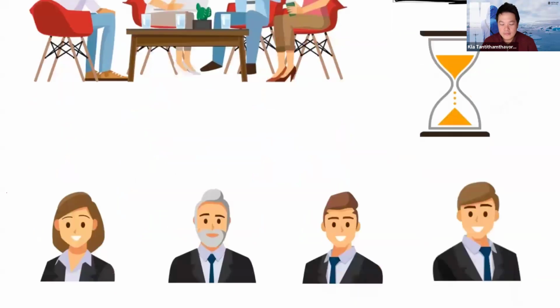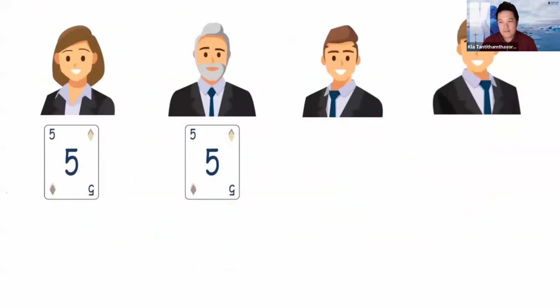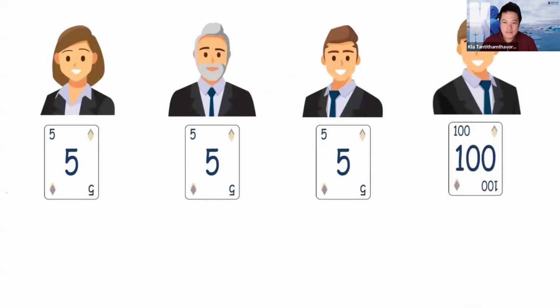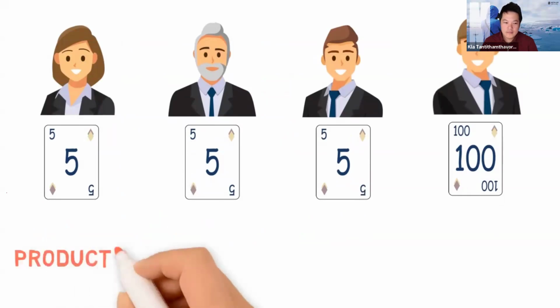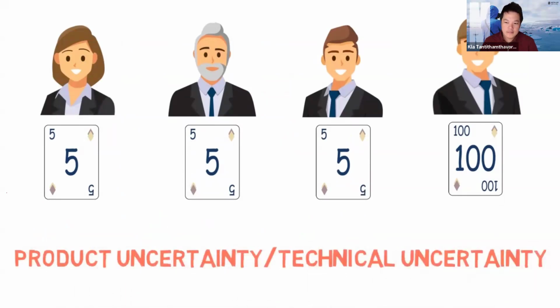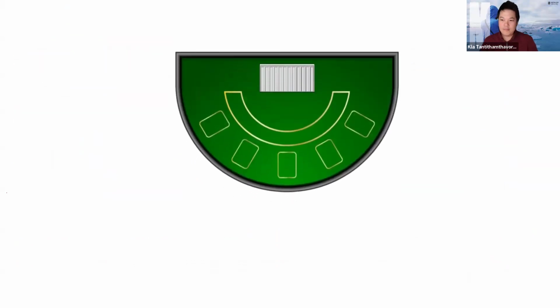If the difference between the estimates is very large, for example, 3 out of the 4 people are holding 5 and 1 person is holding a 100, then there is clearly either a product uncertainty or technical uncertainty regarding the task. In such a case, it is better to put the story aside and come back in the next meeting after doing proper research. So this was how you play planning poker for agile estimation and planning.